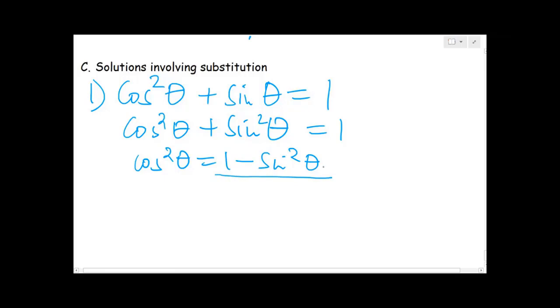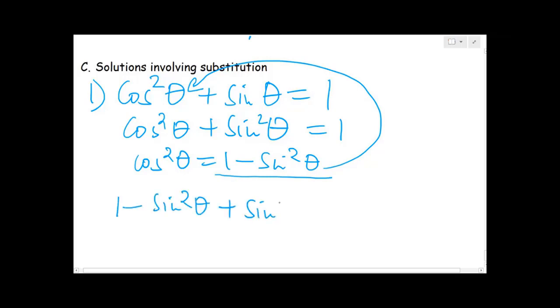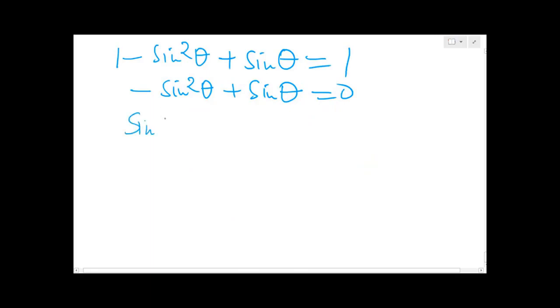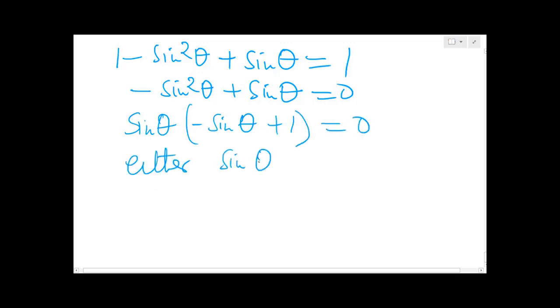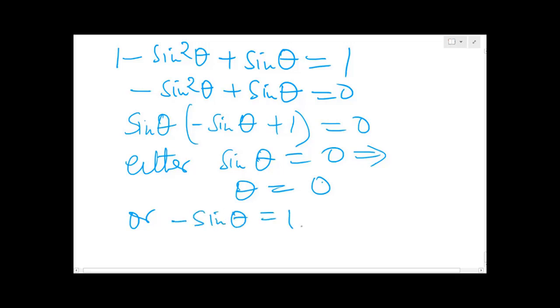And this value we have got, we can comfortably substitute at the cosine squared theta, where we are going to get 1 minus sine squared theta plus sine theta is equal to 1, and the equation reduces to minus sine squared theta plus sine theta is equal to 0. We factor out sine theta and we have sine theta into minus sine theta plus 1 is equal to 0, which will give us either sine theta is equal to 0, which implies that theta is equal to 0. Alternatively, we have 1 minus sine theta is equal to 0, which implies that theta is equal to 90 degrees.